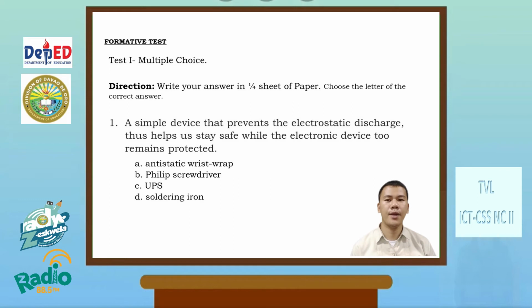Test 1, number 1. A simple device that prevents the electrostatic discharge, thus helps us stay safe while the rest of the electronic device too remains protected? A. Anti-static wrist strap. B. Phillips screwdriver. C. UPS. Or D. Soldering iron.